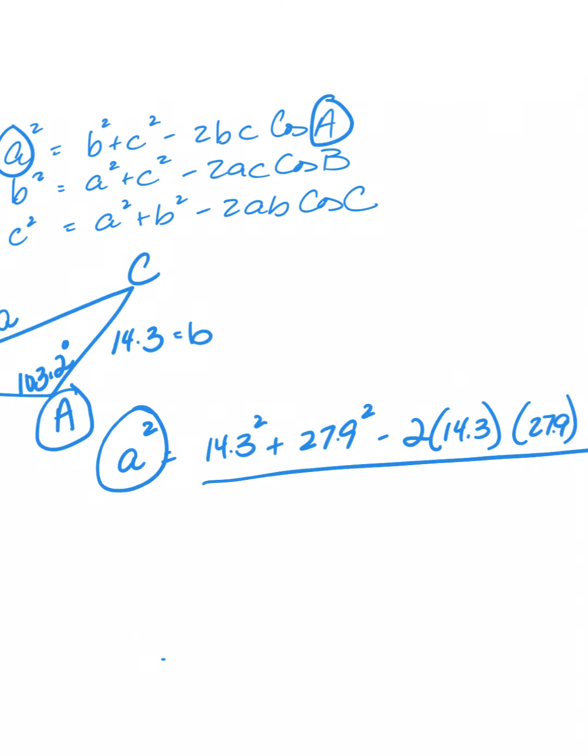Put it in your calculator. So a squared was a little over 1,000 or something. Yeah. And then a is 34.1.